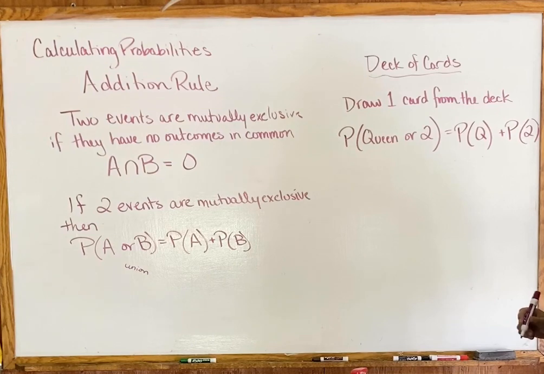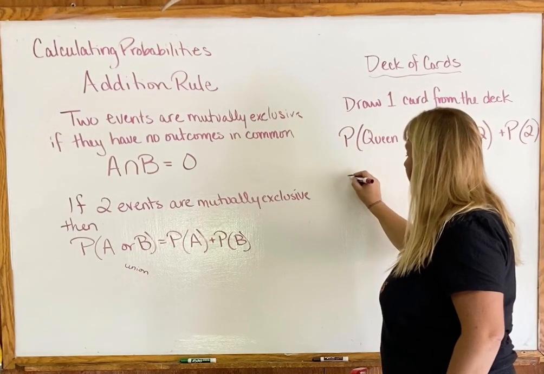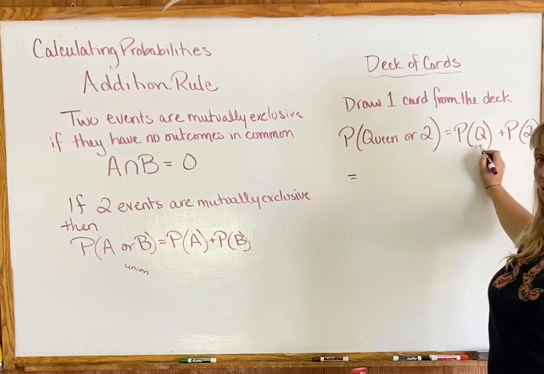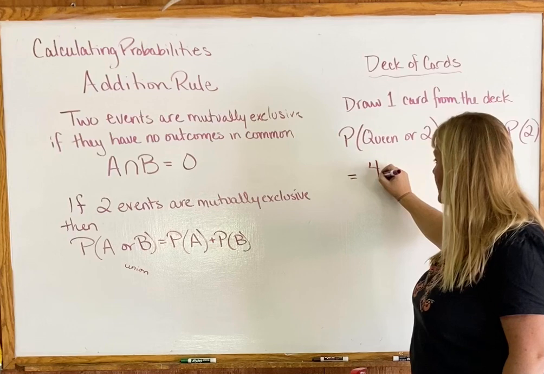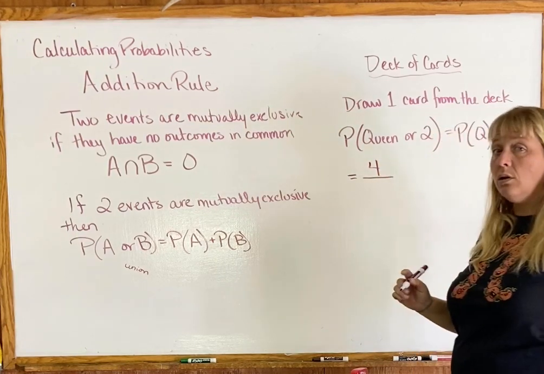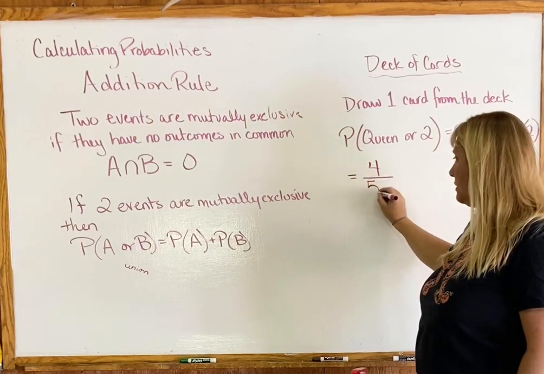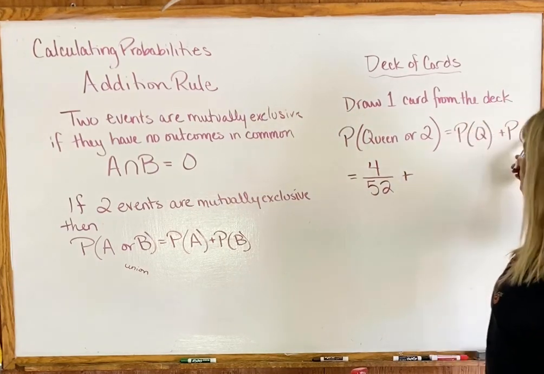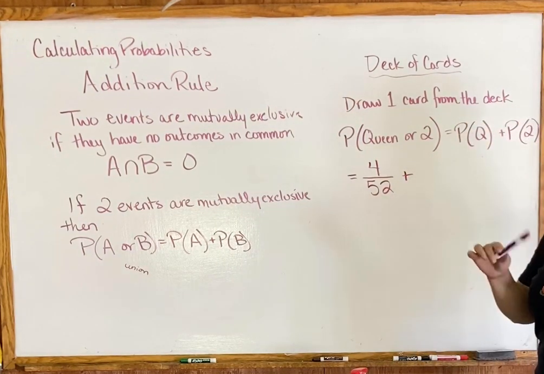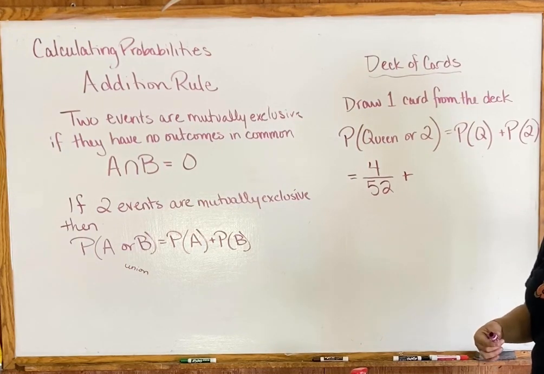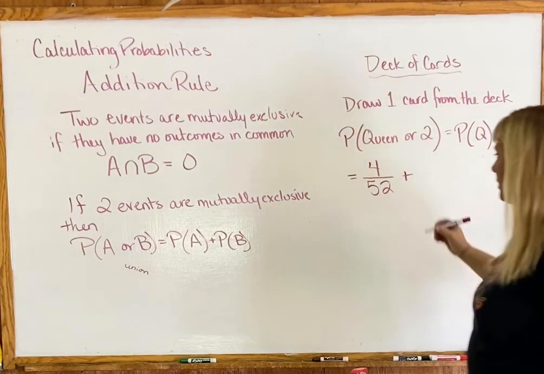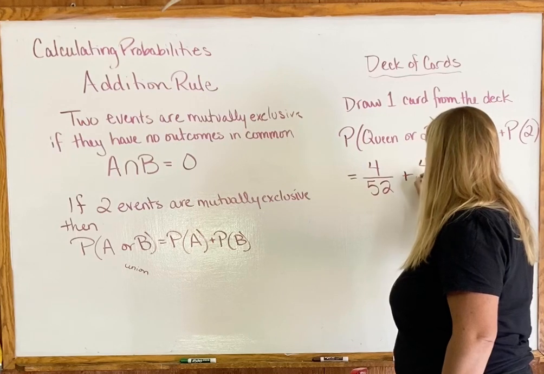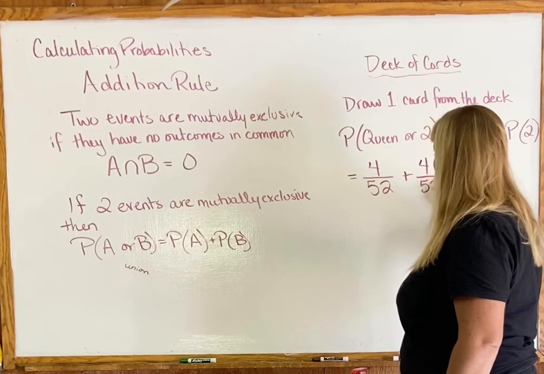Okie dokie. Now, remember back to the deck. When we look at the deck, there are 4 queens in the deck, right? One of each suit. So there are 4 queens out of the total 52, yes? And then we're going to add, now don't let that 2 throw you for a loop. How many 2s are in the deck? Okay. There are still 4, aren't there?